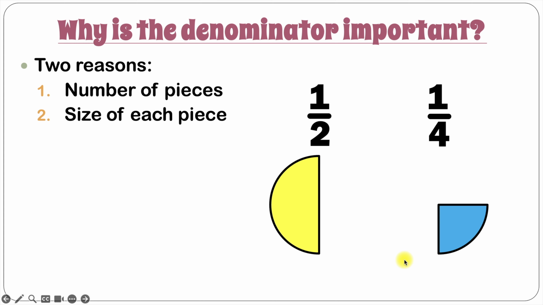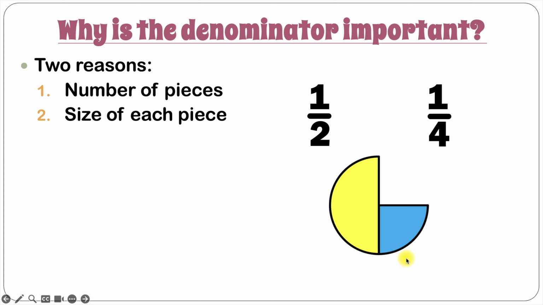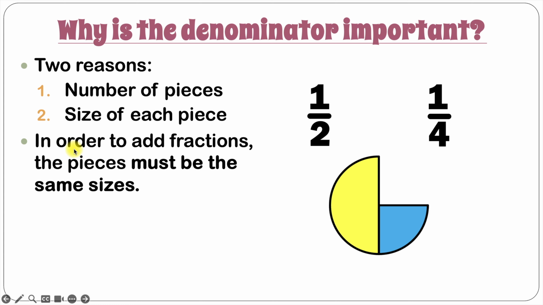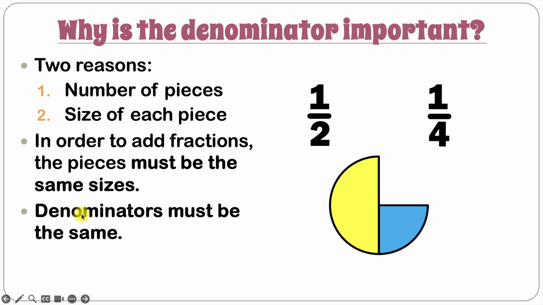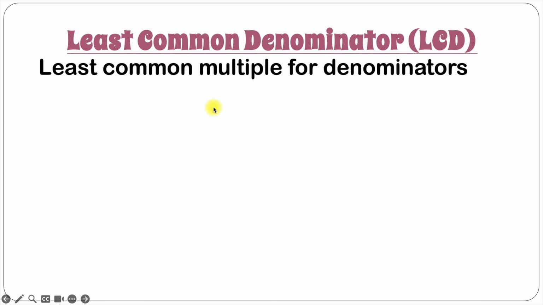If we try to add or put them together, you'll notice that we don't have a clear answer. And the reason is that in order to add fractions, the pieces must be the same size. And in order to do that, we have to make the denominators the same. Because when we make the denominators the same, our pieces will be the same size, and then we can add them. Well, how do we do that? We have to find something called the least common denominator.